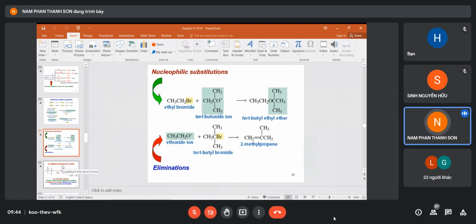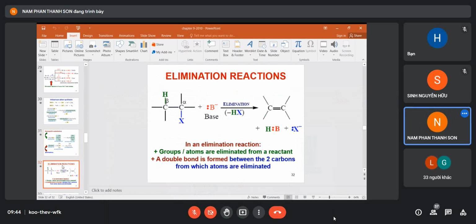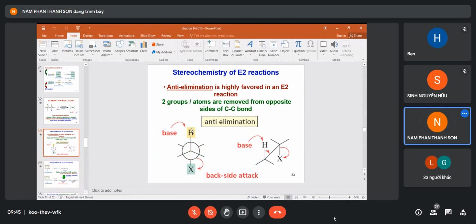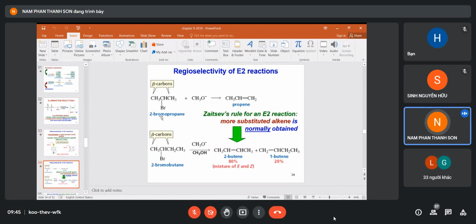Okay, so that is a substitution reaction. The second typical reaction of alkyl halides is elimination reaction. In an elimination reaction, groups of atoms are eliminated from a reactant, and then we have a double bond. For example, we remove HBr or HCl from alkyl halide, and then we have a double bond.